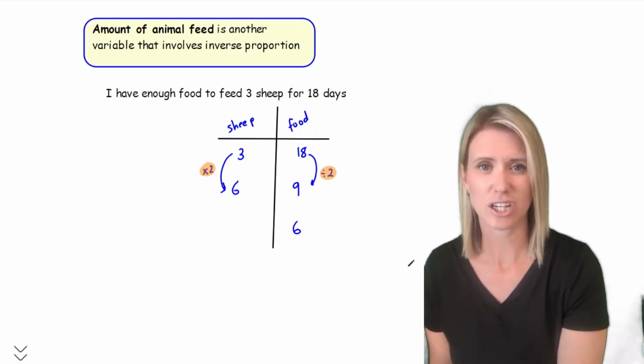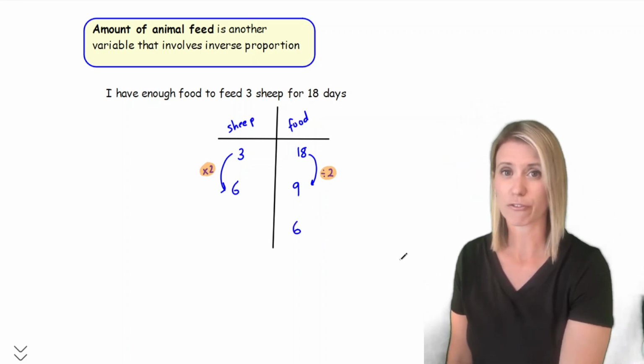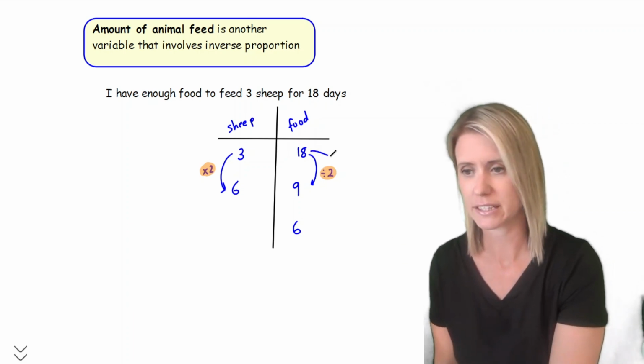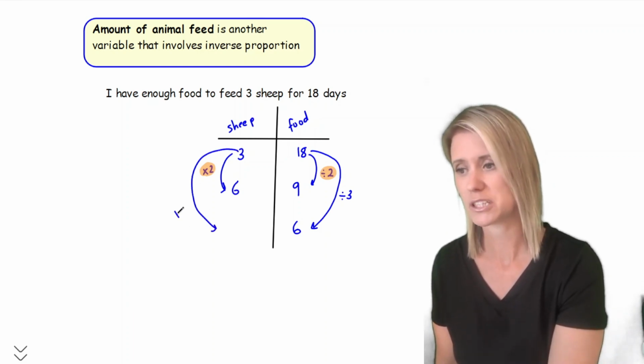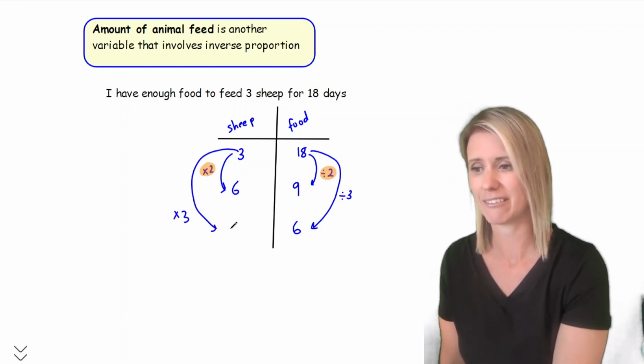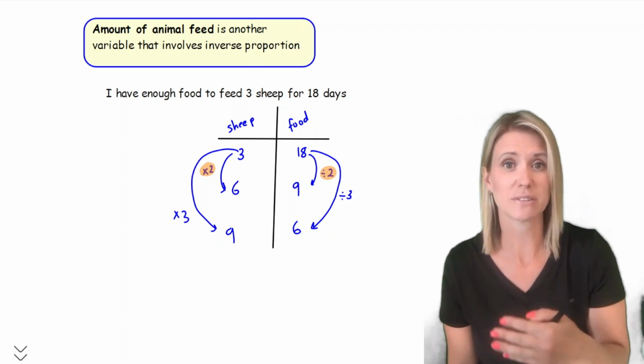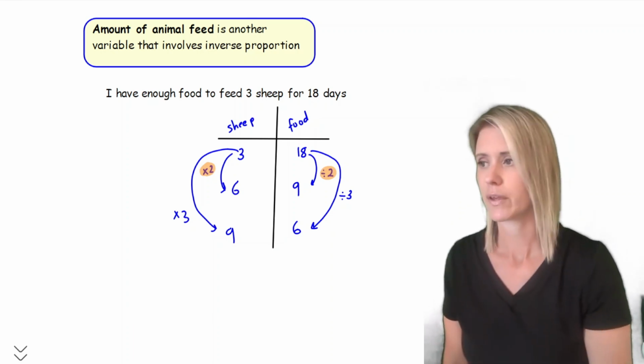Let's say this time we're looking at we have 6 days worth of food. How many sheep can you feed? Well, the 18 has been divided by 3, therefore we need to do 3 multiplied by 3, once again the inverse. So 9 sheep would use 6 days worth of food.